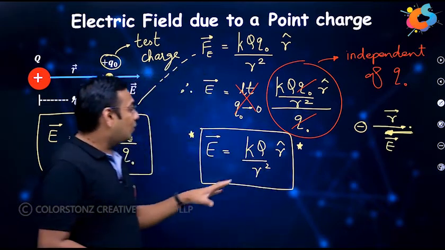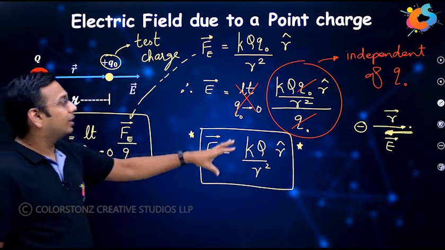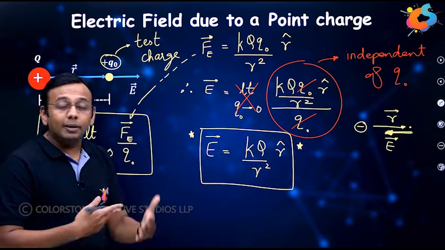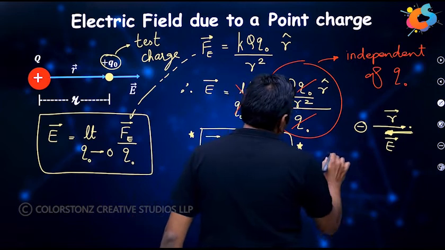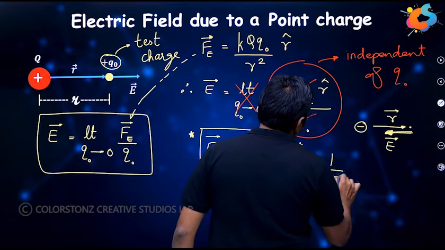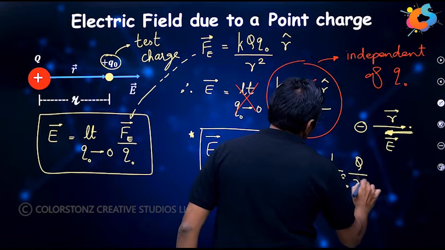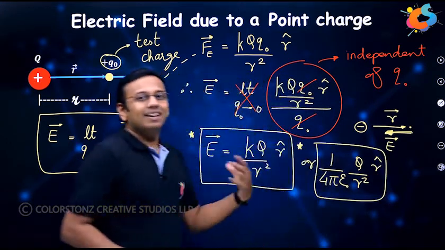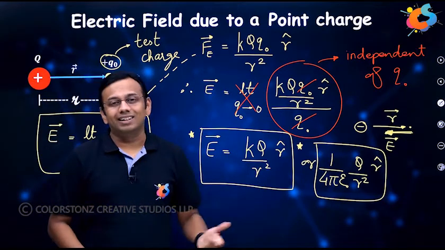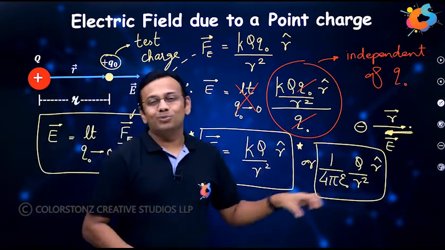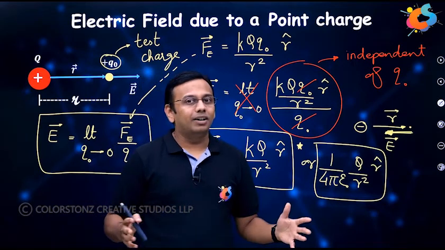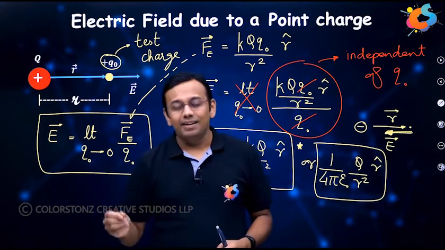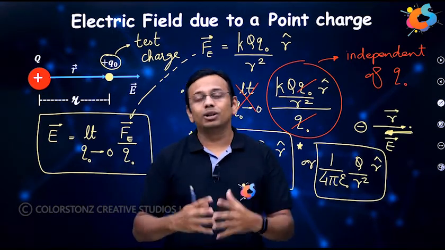All right. So this is the expression which we wanted to derive, and the direction also we have explained. Remember, this K is nothing but 1 upon 4 pi epsilon naught. You can write this as 1 upon 4 pi epsilon naught Q by R square R cap also. They both are the same thing. In short, when we want to write, we just write it as K, but the actual is of course 1 upon 4 pi epsilon naught. All right. So this was the very first and basic application of electric field which we wanted to see.